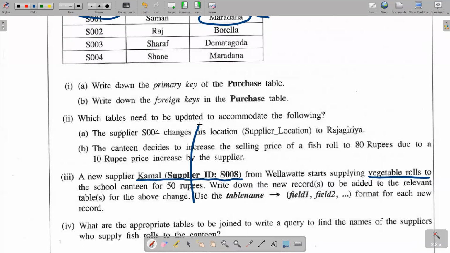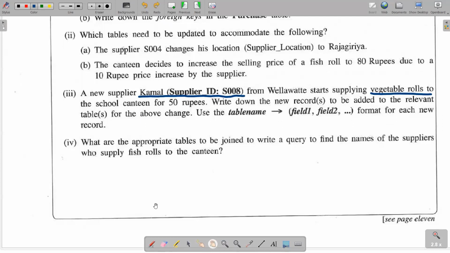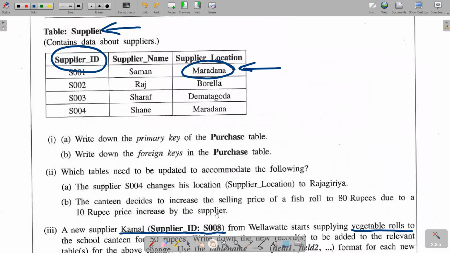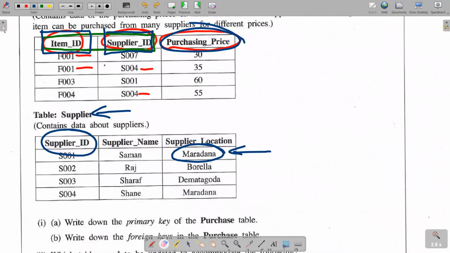Then the fourth question. Right, in the fourth question it says, what are the appropriate tables to be joined to write a query to find the names of the suppliers who supply fish rolls to the canteen? So they need to find the names of the suppliers who are supplying fish roll to the canteen. So if we do not think about the query, we can just find it from here, right?